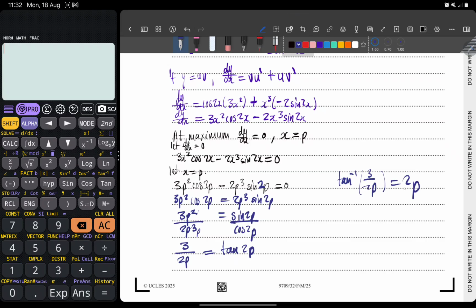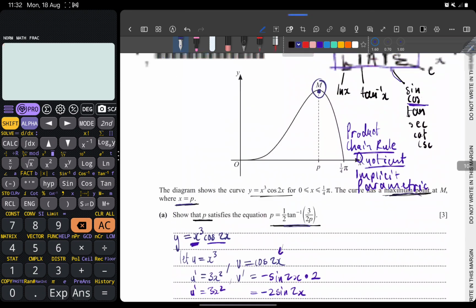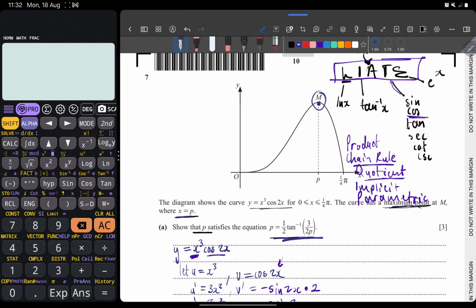Then you take this 2 to the other side, it will end up being half tan inverse of 3 over 2p. This is equal to p. So we can say p is equal to half tan inverse of 3 over 2p. Is it the same as what they said we should have? Yes, it is. So we have found this and we are done.